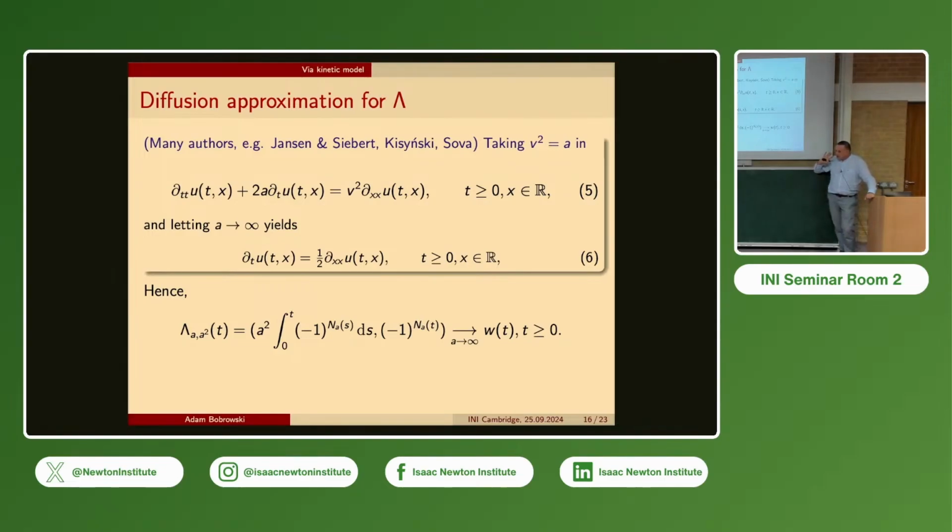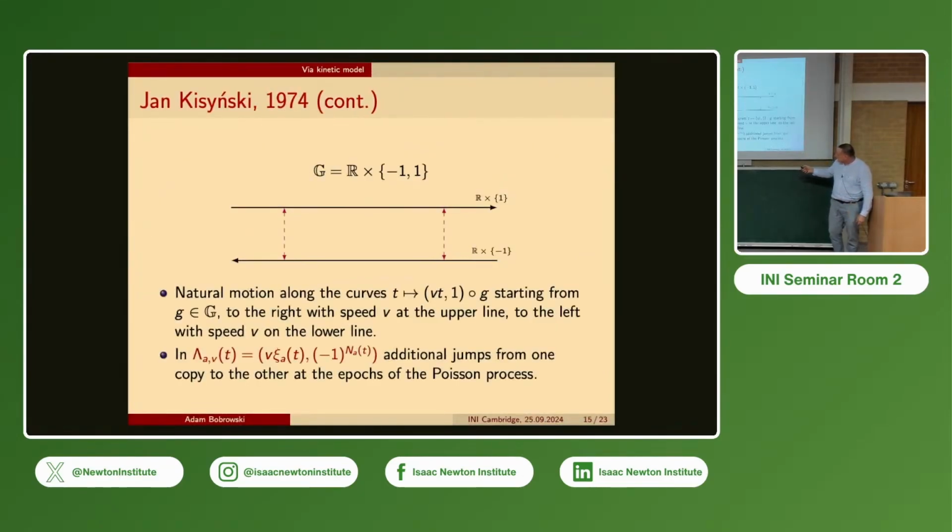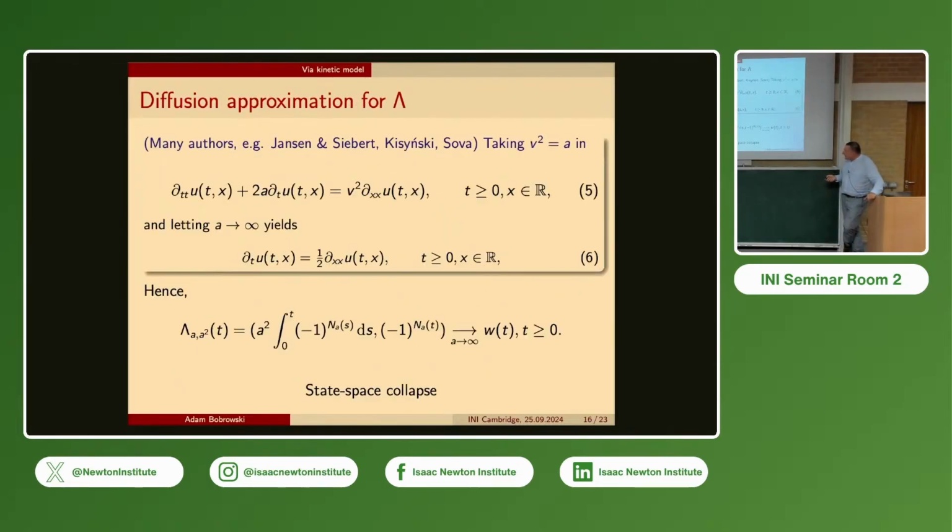There is one interesting feature of this approximation, namely the approximating processes have values on two lines, but in the limit the process is just on one line. Why? Because jumps are so frequent between these two lines that in the limit they are kind of merged. It's kind of a state space collapse.